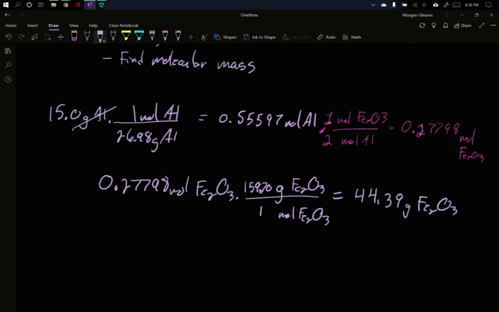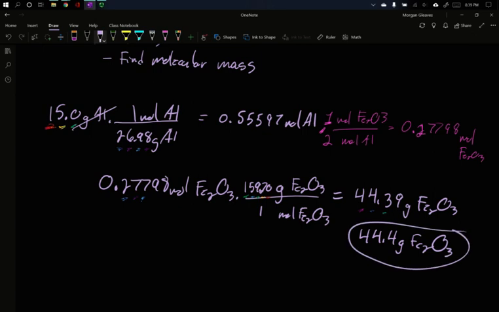Fe2O3. And at the very beginning, we had 3 sig figs. Our molecular masses were 4. Balanced reactions are perfect. They don't affect our sig figs. So we're maintaining 3. So this is really 44.4 grams of Fe2O3. For 15 grams of aluminum going in, you need 44.4 grams of the rust, of the Fe2O3.